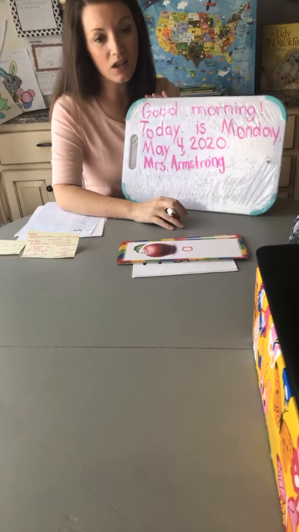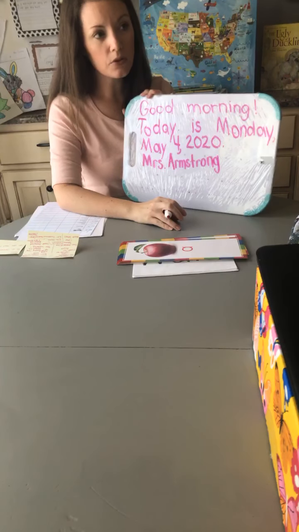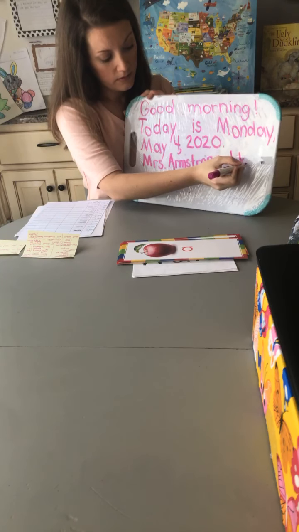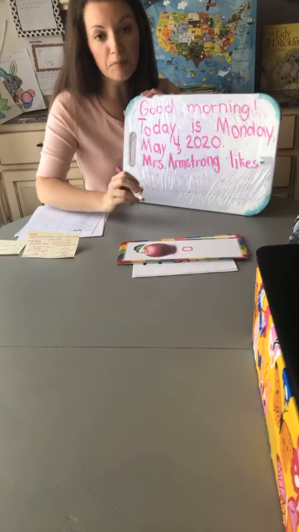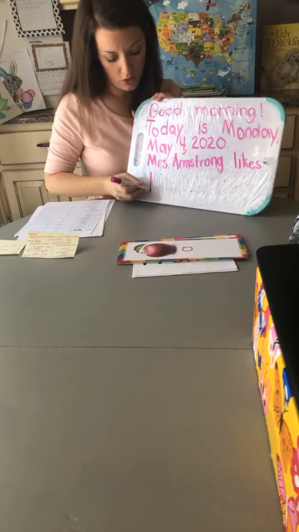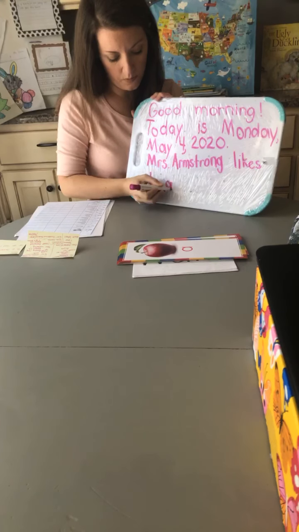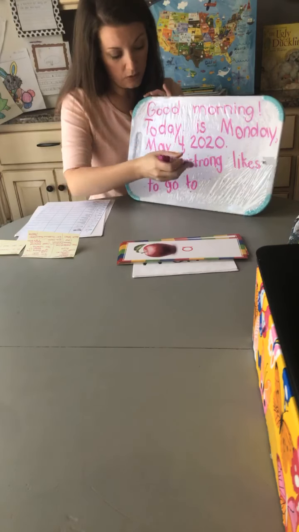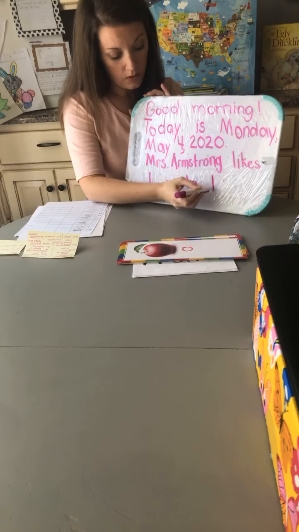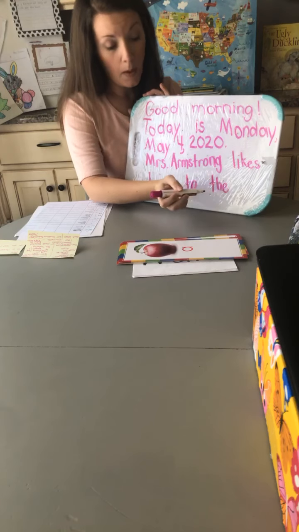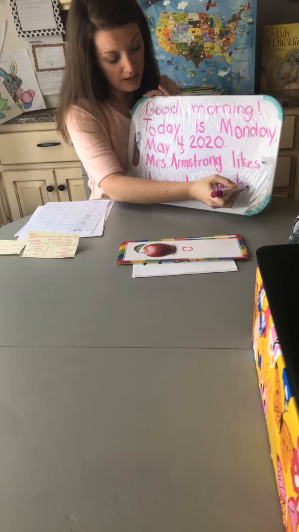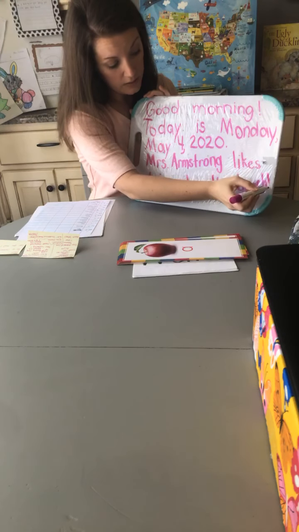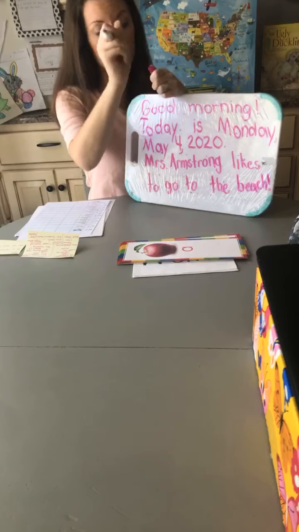Not "Mrs. Armstrong like to go to the beach." Mrs. Armstrong likes. So we're going to write this out word like. And then we're going to add an S to the end. Mrs. Armstrong likes to go to. See how I'm skipping spaces? Mrs. Armstrong likes to go to the beach. B-E-A-C-H. You hear the ch. Exclamation point. We just fit that on there.